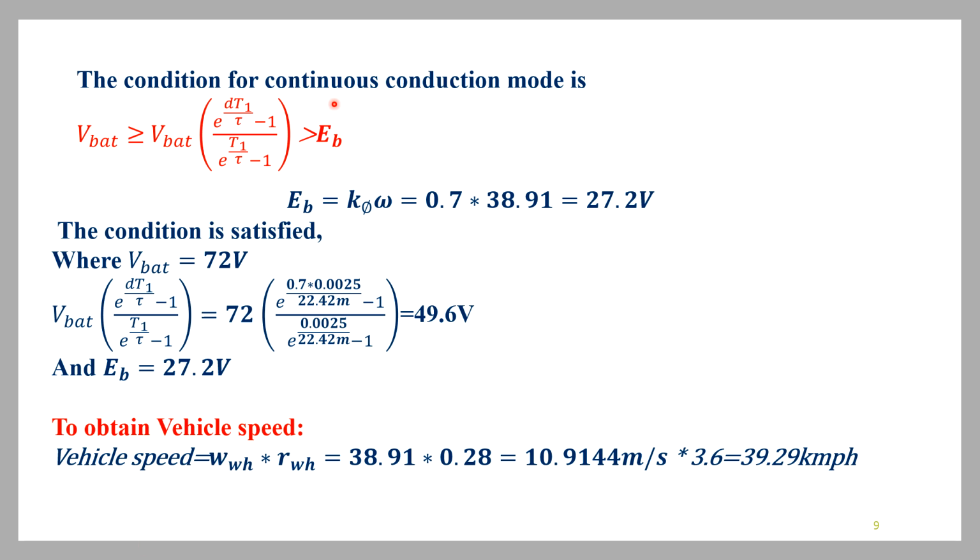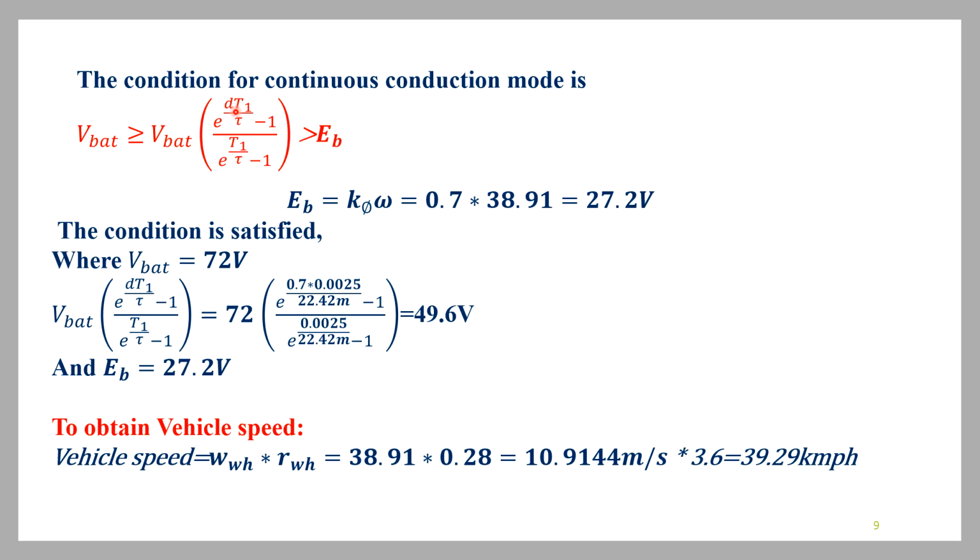So let us verify the condition for continuous conduction mode. It is given by V battery greater than or equal to V battery into the duty ratio term, which should be greater than the back EMF. Back EMF is K5 into omega. Calculate, it is 27.2. V battery is 72 volts. The inner term is battery voltage into the duty ratio term.